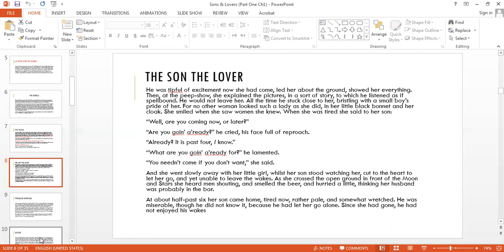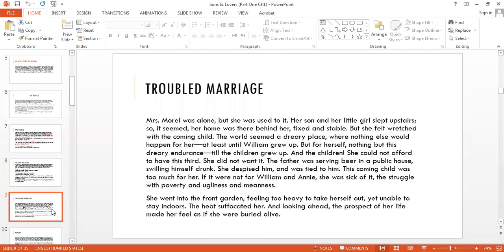Okay. So he came. He didn't stay in the wake because he was miserable, because his mother was gone. Since she had gone, he had not enjoyed the wakes. This is the central theme of the novel all over. William, she is the center of his joy. Okay, so let's see what's wrong with the mother.